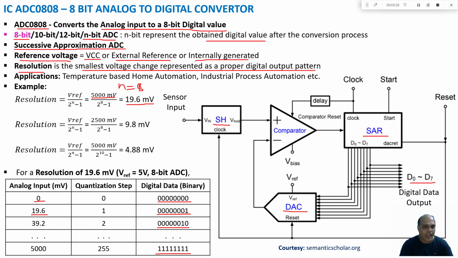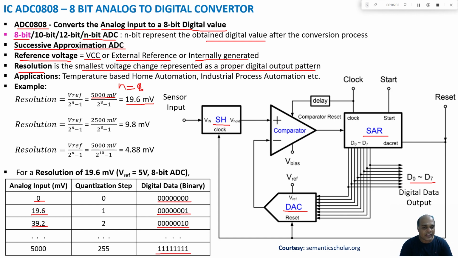Then again I have to add 19.6 millivolt, it becomes 39.2 millivolt. So for 39.2 millivolt, the binary bit pattern obtained is 6 zeros 1 0. In the same way it goes on till your final reference voltage of 5000 millivolts. If my input voltage is 5000 millivolt, then I will get 8 ones as an output. So we have about 256 quantization steps from 0 to 255. Each step has a voltage variation of about 19.6 millivolt.